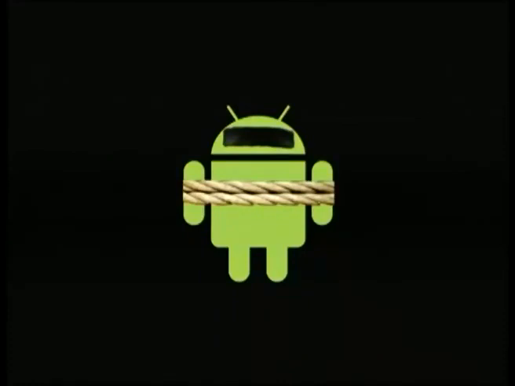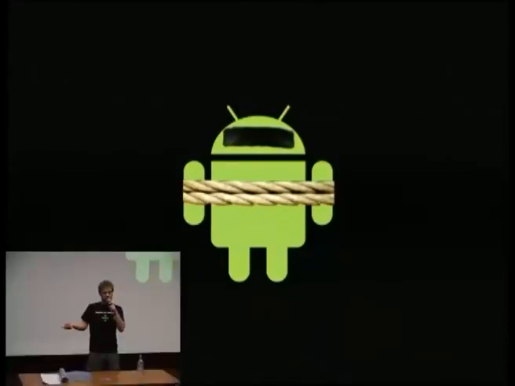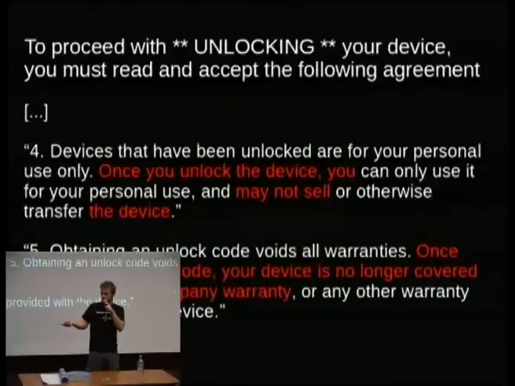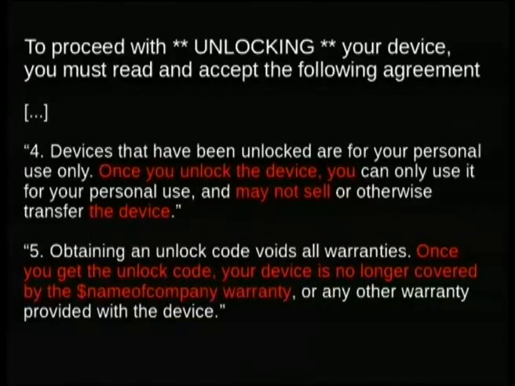And if you would like to use another operating system because you want to get rid of the proprietary software and the use of a Google account, you have to unlock your bootloader. And it's also what many providers don't want you to do. Here is an example of such an agreement you have to sign before you unlock the bootloader. And it says, once you unlock the device, you may not sell the device, which is very bad for your freedom. I mean, you lose the right to sell your device. And it's also written that once you get the unlock code, your device is no longer covered by the warranty. They claim you void your warranty if you do so.